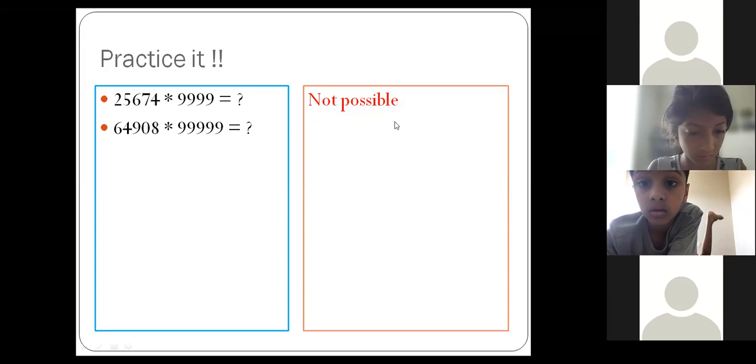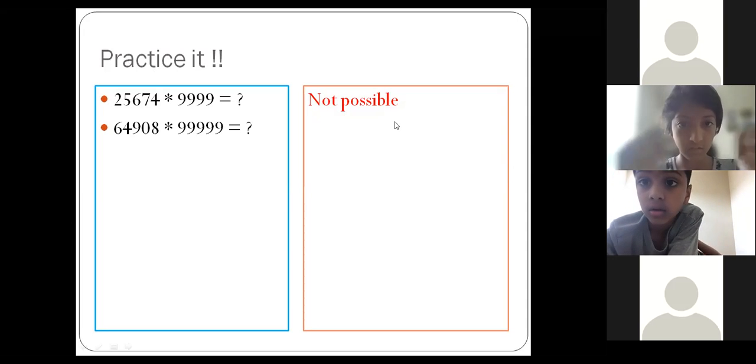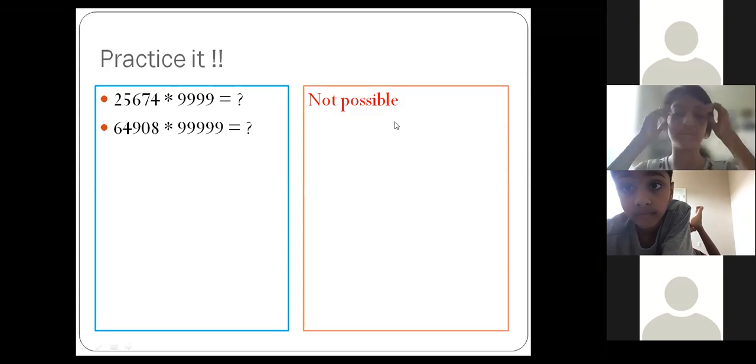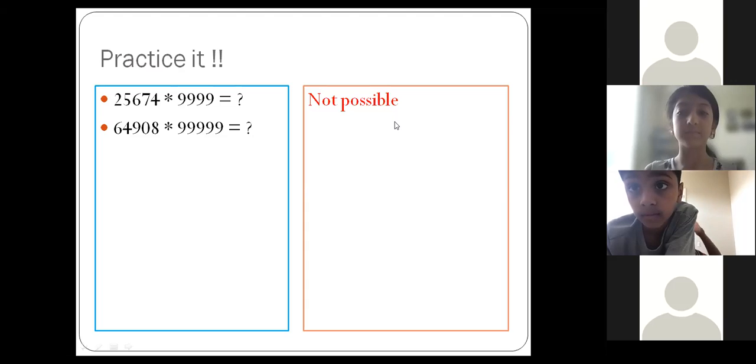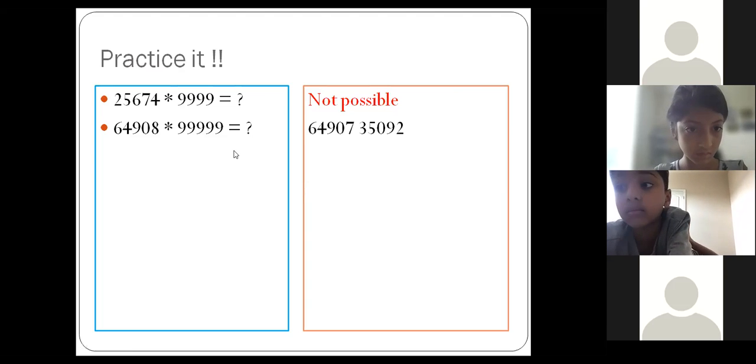64907. Yes, Ansh. Yes, Aditya. Very good. 35092. Great, great. Very nice. Yes, Pavani. Yes, Karthik, Nikhilam Sutra will be used for solving problem number 2. Okay, very good. Let's go further. The next problem is, okay, so this is the answer. All of you have written correctly.